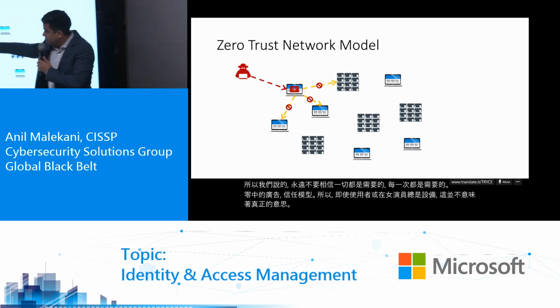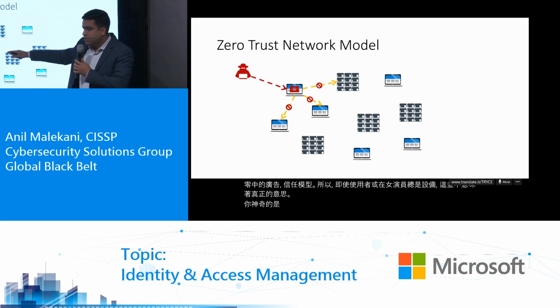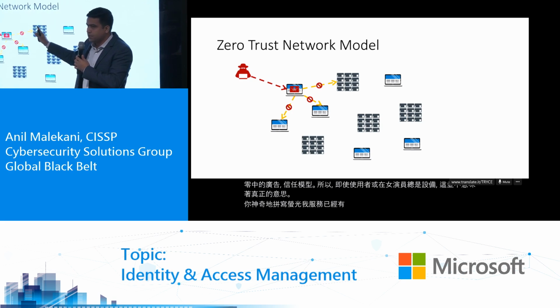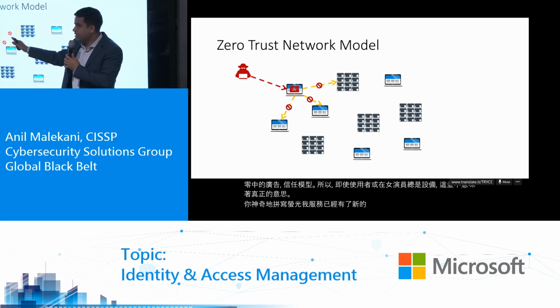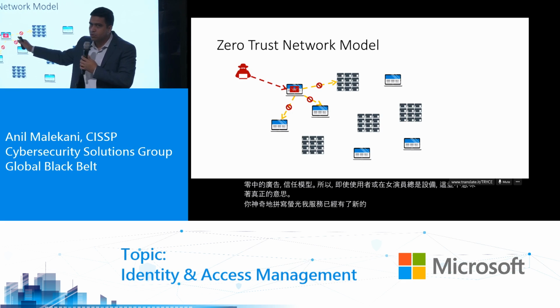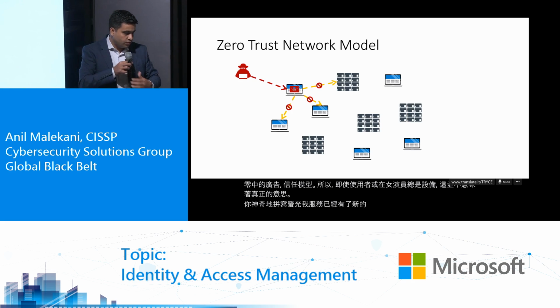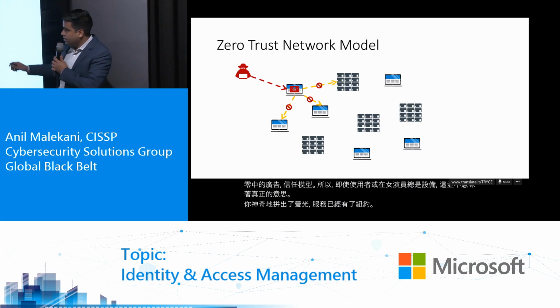So a user may have a device compromised, but because we are validating a person's access to every service, every time he's trying to access it, we are able to isolate that person or that device that is compromised in real time, right? So that's the approach that we take with the zero trust network model.